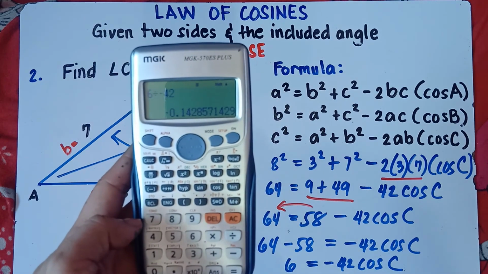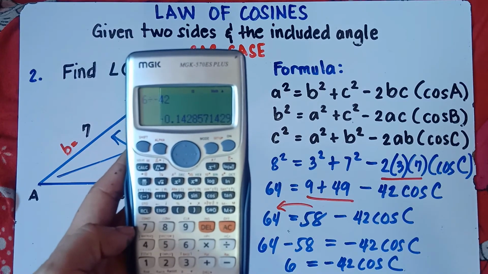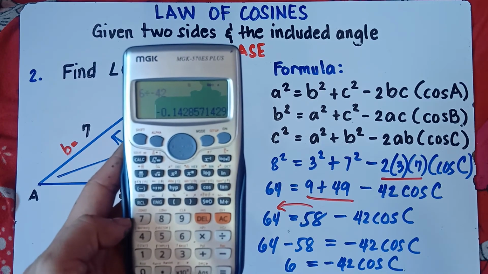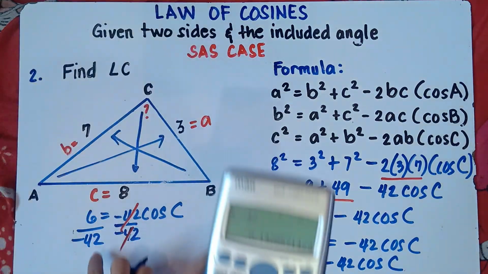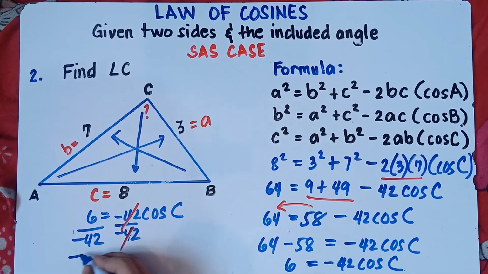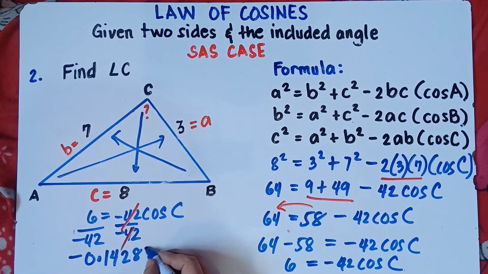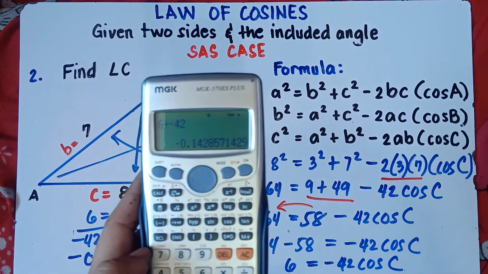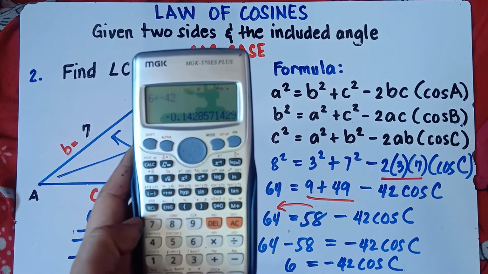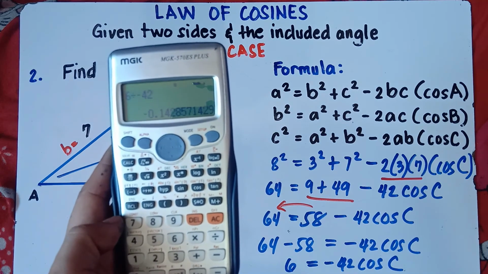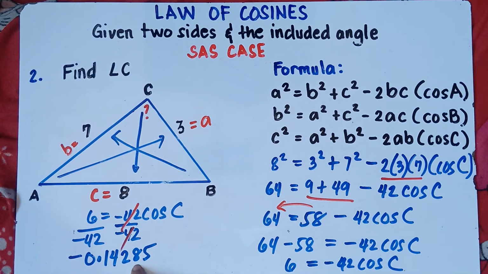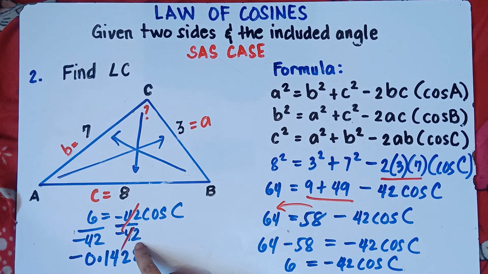Unless it is our final answer, we need to have 2 decimal places. Since this is not our final answer, we need to have 4 decimal places so that our answer will be near to the exact value. So 6 divided by negative 42 will be negative 0.14285. For 4 decimal places, after 8, that's 5, so we need to round up. This will be negative 0.1429.